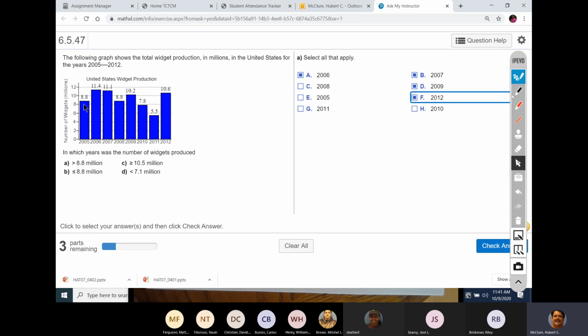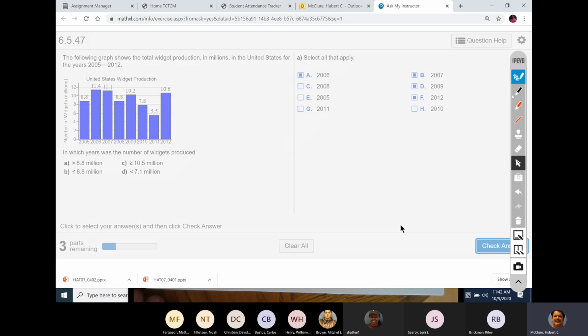Now, why didn't I pick 8.8 and 8.8? Why didn't I pick that? Because you can't use 8.8. That's why you don't have an equal sign here. So I can't include 2005 and 2008 because it says greater than, not greater than or equal to. So we check it and we feel good about ourselves.